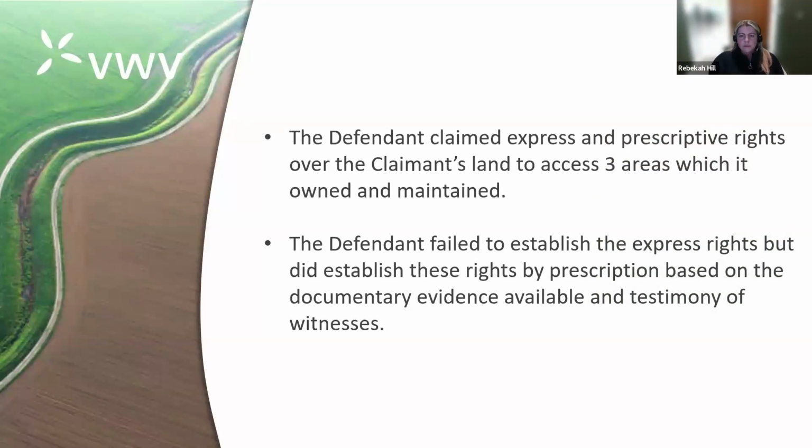While only 6 of the defendant's 18 claims were upheld, it was established that the company had the right to access South Gare, Redcar Quay, and South Bank. The defendant claimed express and prescriptive rights over the claimant's land to access 3 areas which it owned and maintained. It failed to establish express rights, but it did establish these rights by prescription based on documentary evidence available and testimony of witnesses at the former steelworks.